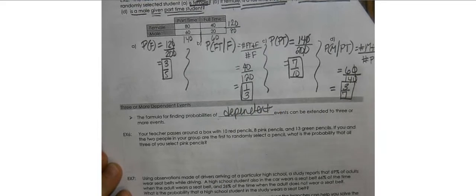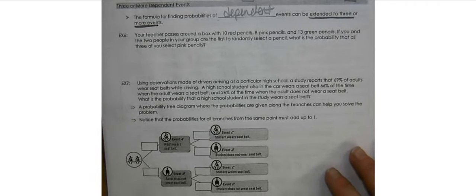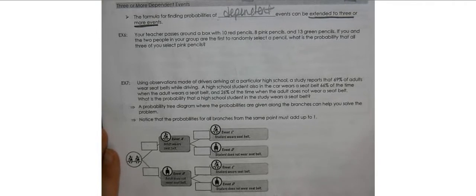All right, so we can just extend what we've already done to 3 or more events. So it says the formula for finding the probabilities of dependent events can be extended to 3 or more events. So an example would be like number 6, where it says your teacher passes around a box of pencils with 10 red pencils, 8 pink pencils, and 13 green pencils. If you and the 2 people in your group are the first to randomly select a pencil, what is the probability that all 3 of you select pink pencils?